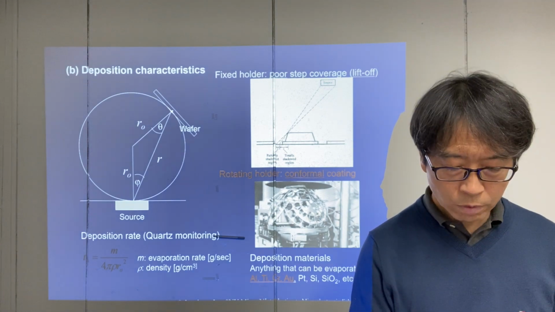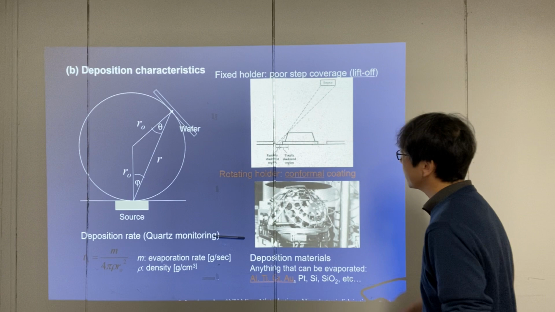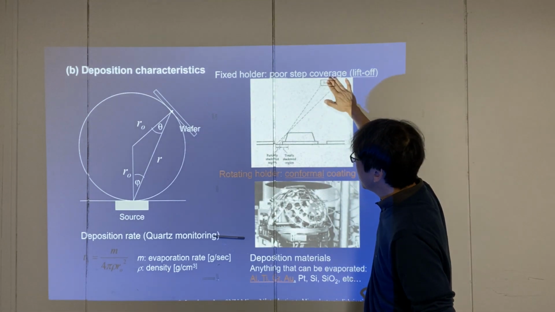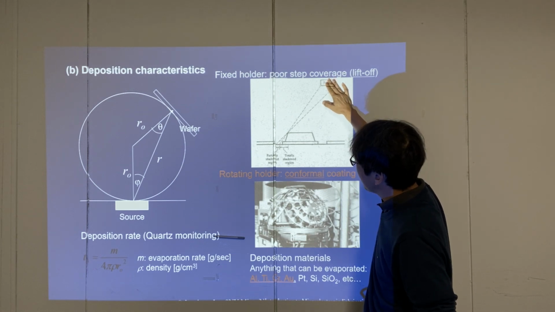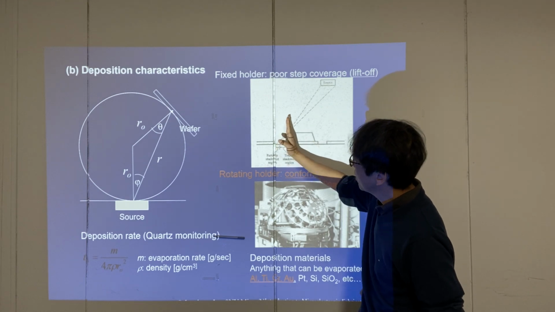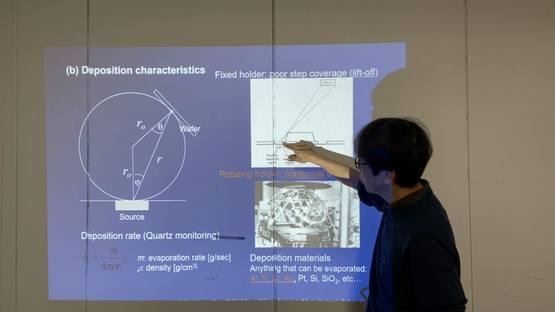Well, there are some deposition characteristics you need to study. Basically, if you have a source like this right here, and as we learned, the path of travel will be very straight. So if you have this kind of structure, there will be shadow. There will always be a shadow effect.